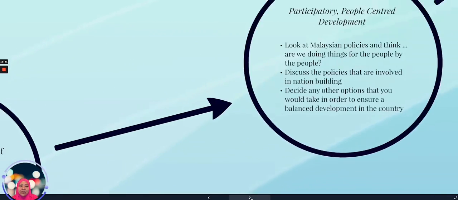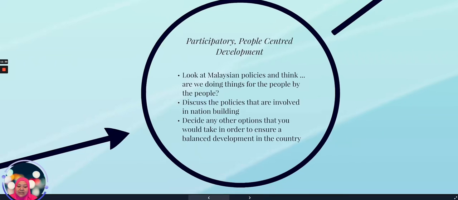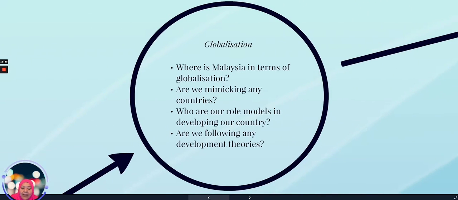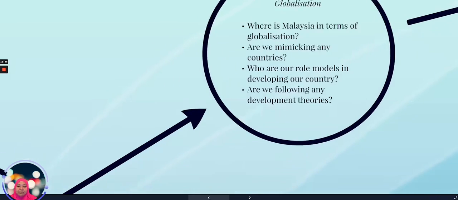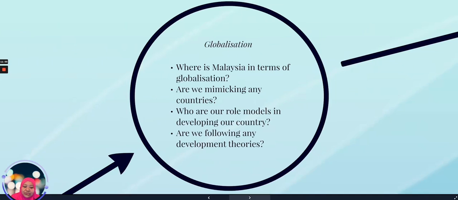So let's have a look at this one. Now, these questions here that we have, the 4 questions, I want you to think carefully about this, and then in our next class, apart from expanding our notion and our ideas on these trends in development theory, we are also going to look at these 4 questions so that you will have better understanding of what is development in terms of the global context as well as in terms of Malaysia.